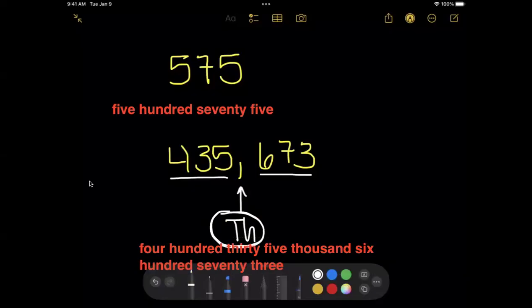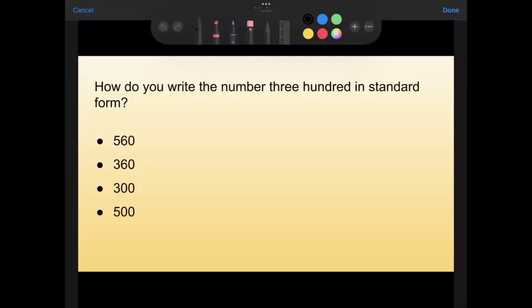So whenever you see the comma, you want to go ahead and use that label for the comma in your word form as well. Okay, so let's do some practice problems with this concept.